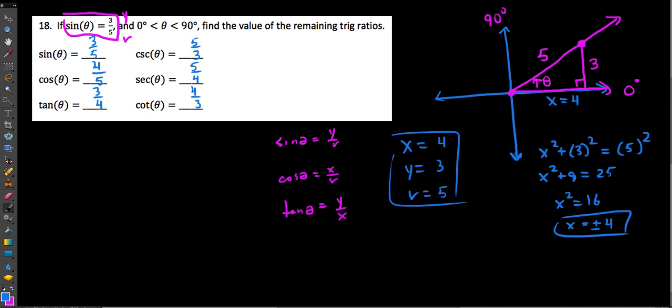So the trick is to always sketch the situation first, because whenever you're given a ratio, you already know 2 of your 3 sides, and you can always solve for the third, and then it just becomes our trig definitions that you're using.